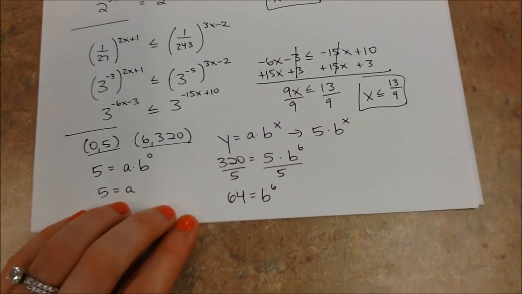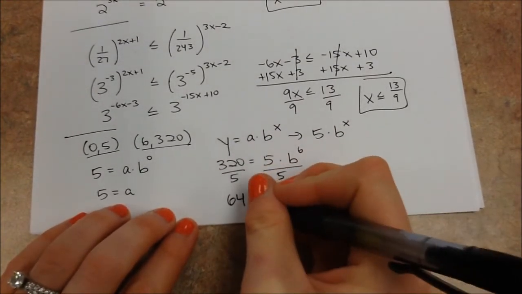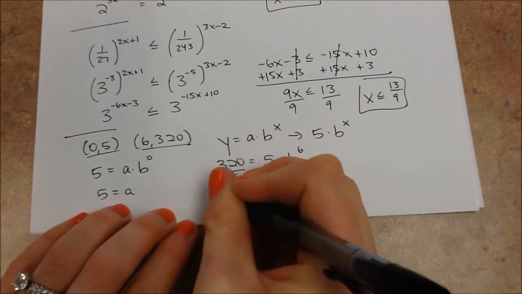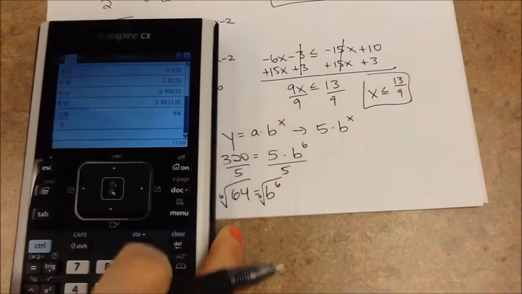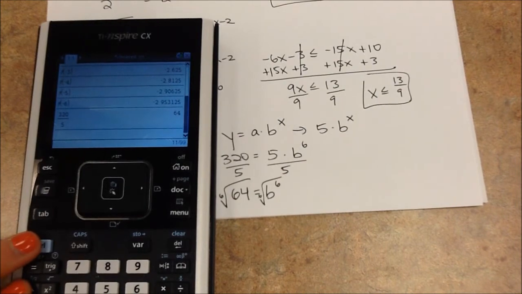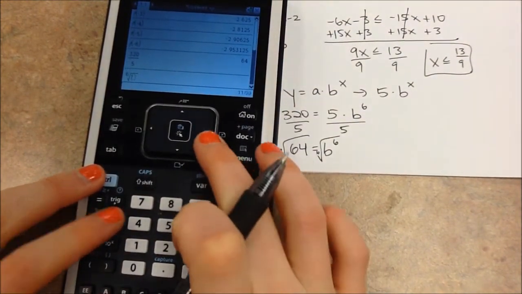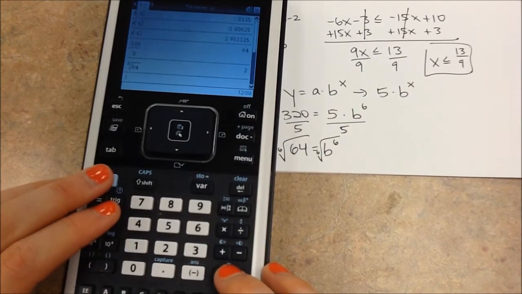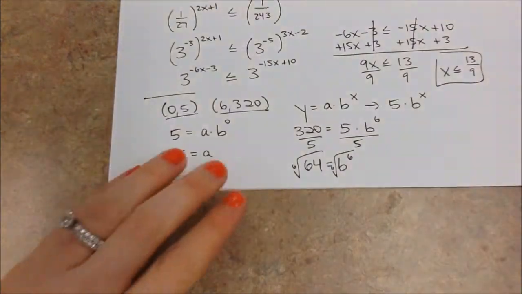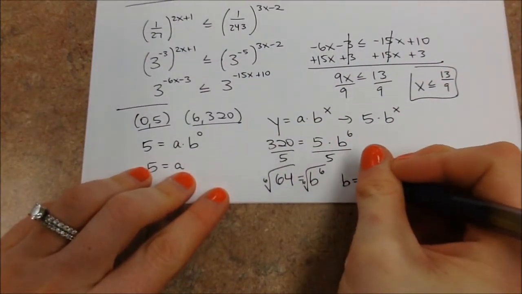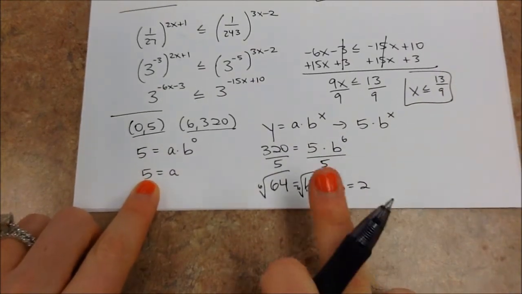And then to get b by itself, I'm going to take the 6th root of both sides. Okay, so the 6th root, I hit Control and then the square root button. That way I can type in my own index. 6th root of 64 is 2. Okay, so that means that b equals 2. So I know a, I know b.